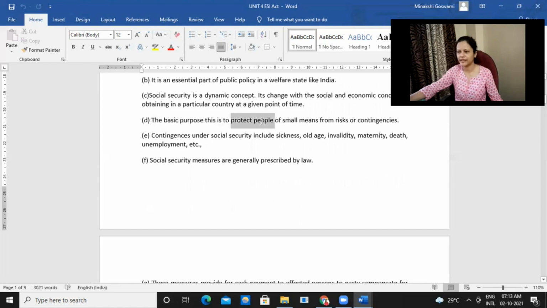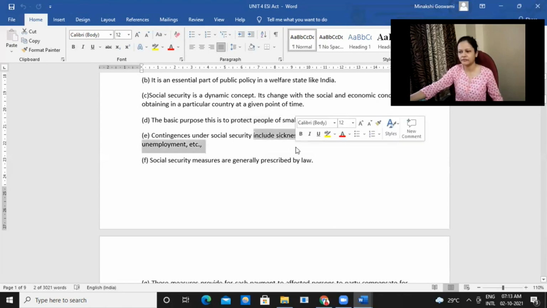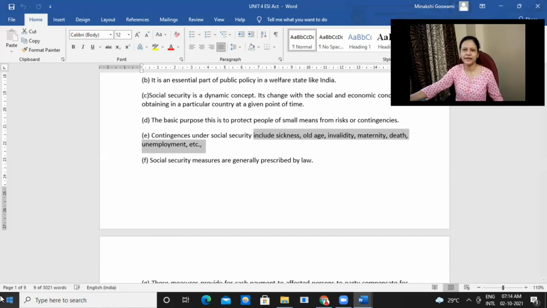So its main aim is to protect people whenever there is a risk. The society is there, or the employer is there, to provide that security, that we are there in case something goes wrong. It may be needed in various cases like sickness, old age, invalidity, maternity, death, unemployment, and a lot of cases where the employee or his dependents need some kind of security.